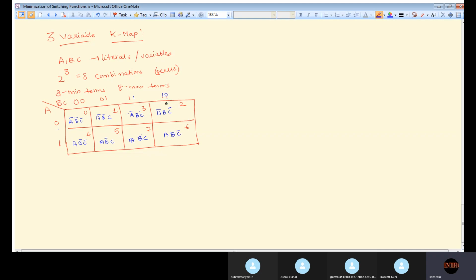Okay, so always just ensure that the positions 2 3 changed here, and 6 7 also changed here, they are swapped. And here also 1 1 0 1 1 will be swapped. Okay, these are the min terms. Now if we want to write the max terms, how do we write the max terms?